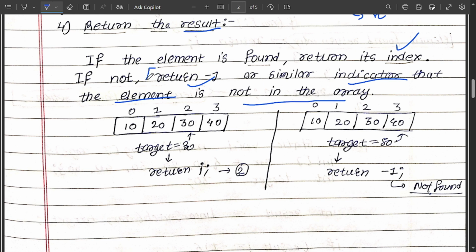So we will be using return -1, and we will handle this using if else. You can see the target is equal to 30, so we will return here i, because the i value is 2 and you will get the index number, and if it is not found, then we will just return -1.